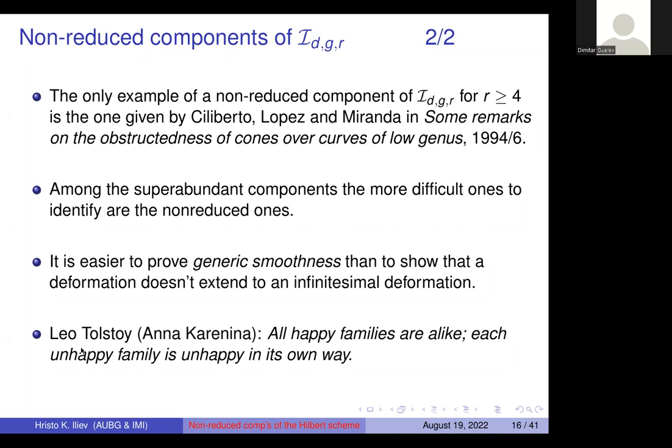And as I have put here in the last item, one can compare this with what Tolstoy writes in Anna Karenina. All happy families are alike, each unhappy family is unhappy in its own way. In other words, generically smooth components are smooth in the same way, unlike the non-reduced components, which can be non-reduced in different ways, so to say.